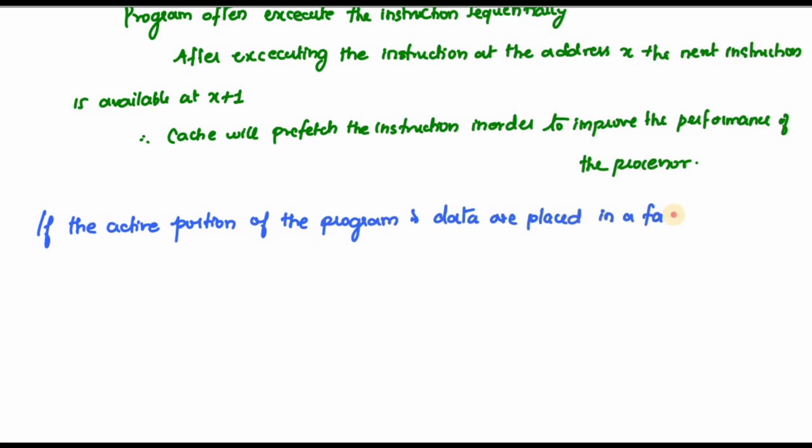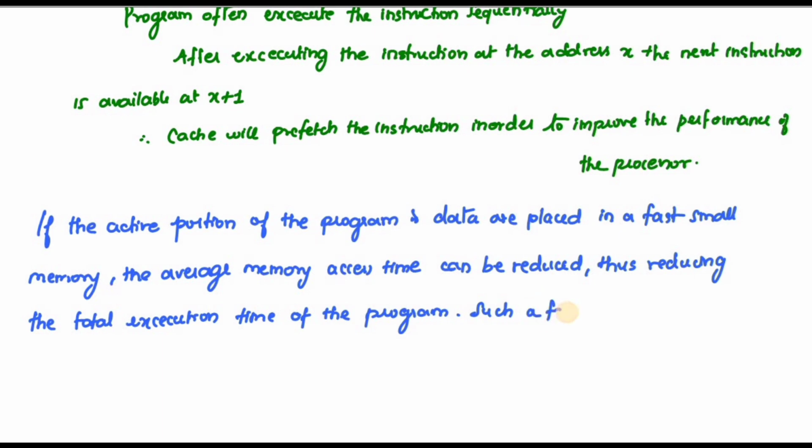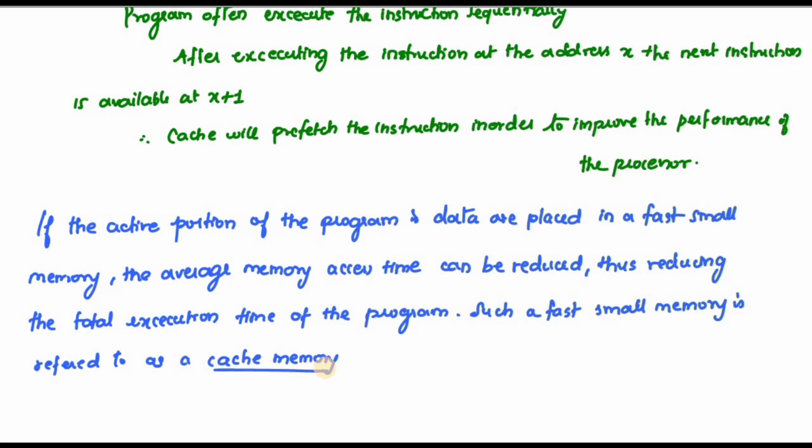So let us discuss the definition of cache memory. If the active portions of the program and data are placed in a fast small memory, the average memory access time can be reduced, thus reducing the total execution time of the program. Such a fast small memory is referred to as cache memory.